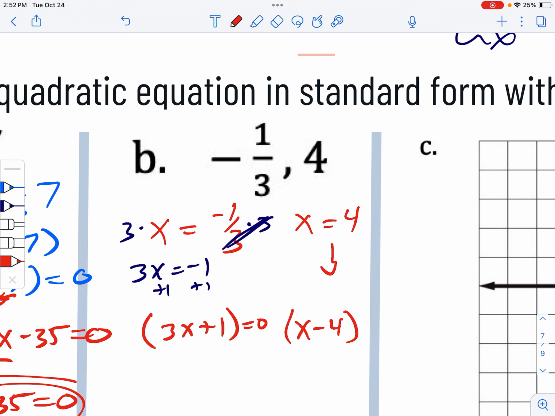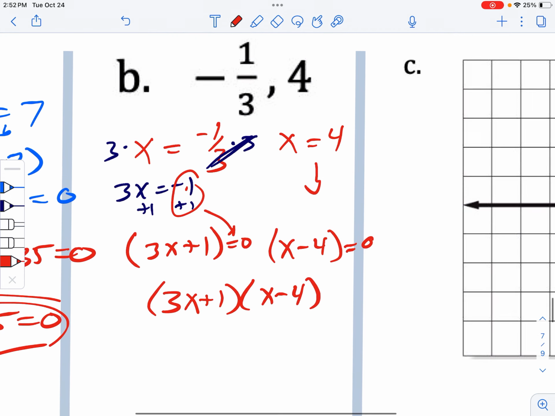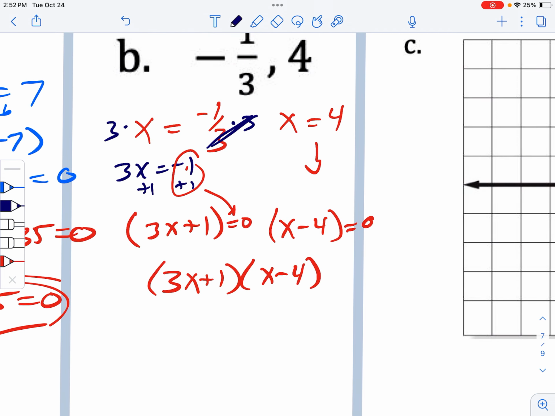And that is equal to 0 right there. If you break these down, that'd be 0. So these are both equal to 0, right? So just take the two factors that you have now, and FOIL them, okay?